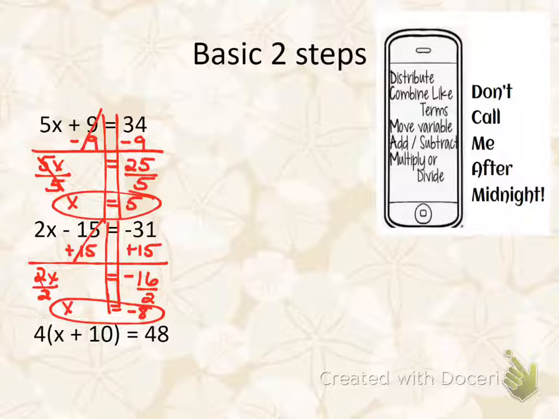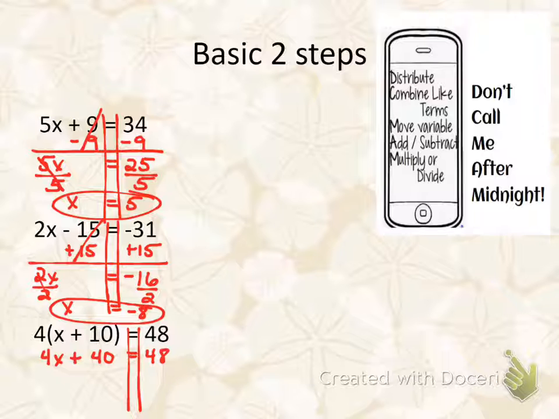Okay, let's go to the last one. Do we have any distributive property? Yes. So our first step is to distribute, right? Okay, so we have 4 times x. That gives us 4x plus 4 times 10, which is 40, equals 48. Just copied it down.